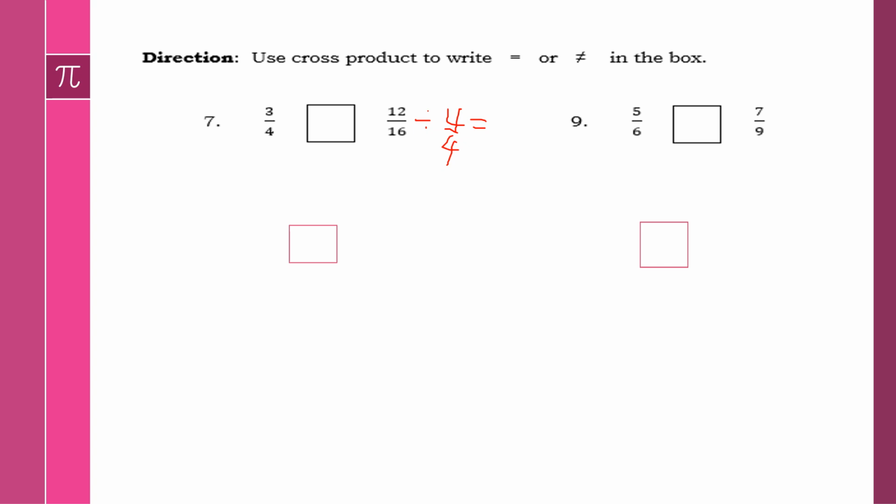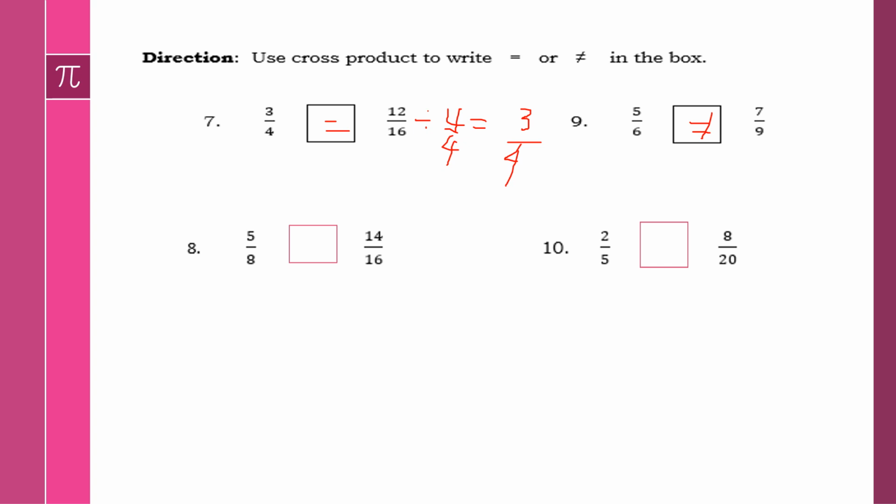12 divided by 4 is 3. And 16 divided by 4 is 4. So that means they are equal. What about 5/6 and 7/9? Of course, as you can see here, they are not equal. Okay? Next, let's see what's the next. We have 5/8 and 14/16.